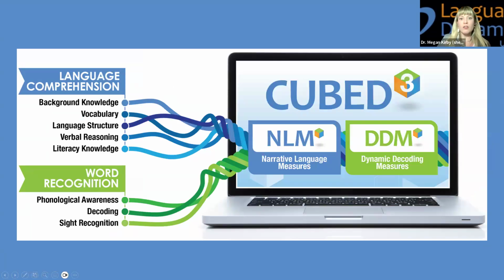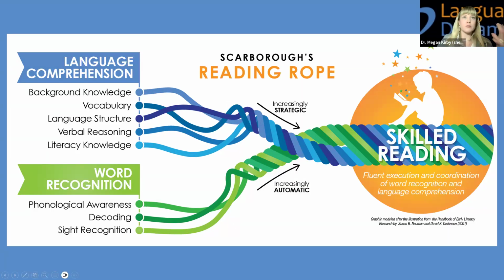So this is what the cubed is. In general, we want to take these two strands of Scarborough's rope. This is our interpretation of it. We even have another slide that goes way more into depth as to what background knowledge even means, right? Literacy knowledge, meaning discourse structure, not front cover of the book, back cover of the book, author, illustrator, but like expository discourse, narrative discourse, the structure, the elements that make up these types of literature, right?